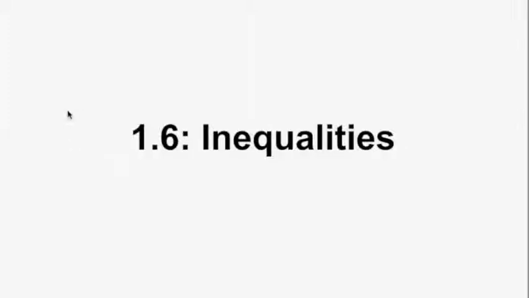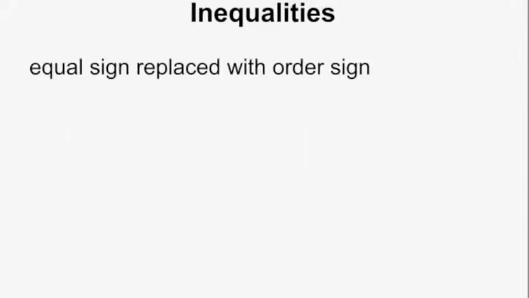Chapter 1.6 is on inequalities. Inequalities occur when the equal sign is replaced with an order sign, and the order signs are greater than, less than, greater than or equal to, less than or equal to, which says that the two sides are not necessarily or cannot be equal to each other.